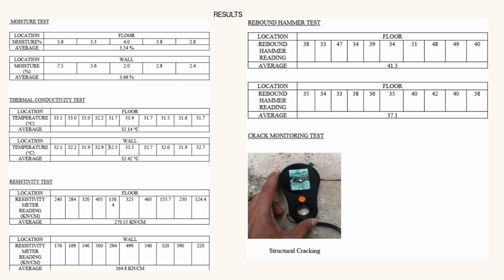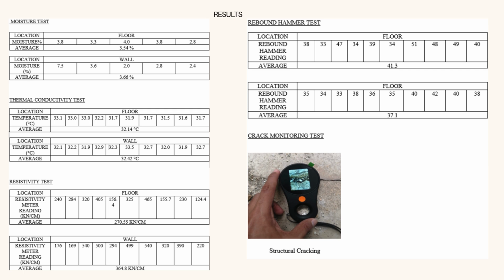Now, I'll briefly walk through the results of the tests conducted. 1. Moisture test. We began with moisture testing. The floor showed an average moisture content of 3.54%, while the wall recorded a slightly higher average of 3.66%. Both readings are within acceptable limits, indicating no major signs of dampness.